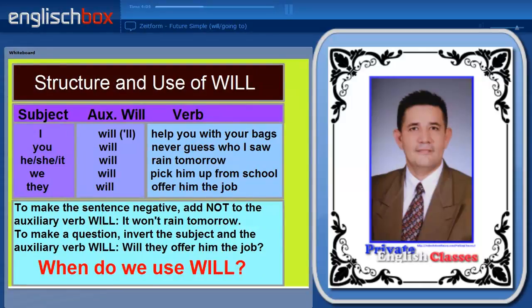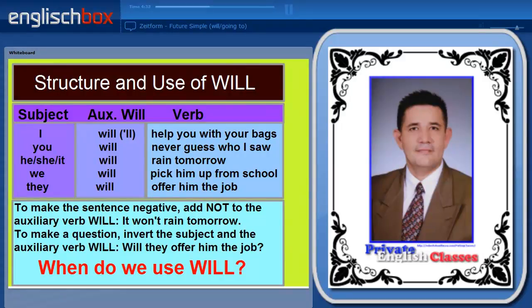What about will plus the infinitive? First of all, we have the structure, the subject, then the auxiliary verb will, and then the main verb. I will help you with your bags, for example, or you will never guess who I saw. Again, it's very common to use the contracted form 'll: I'll, you'll, he'll, we'll, or they'll. In fact, it sounds quite unnatural if you don't use this contracted form.